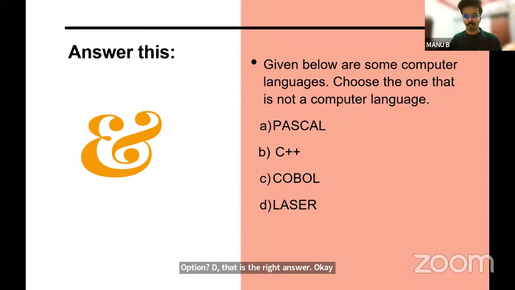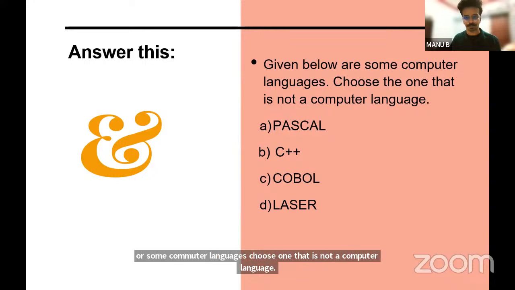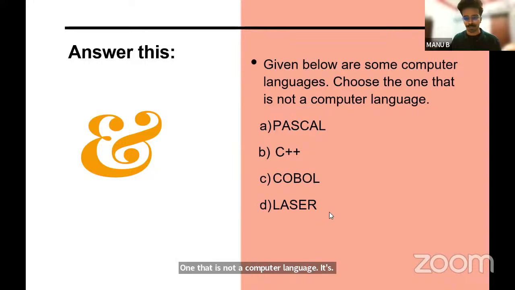Given below are some computer languages. Choose one that is not a computer language. C++, Pascal, COBOL, Laser, which is that? It is Laser that is not a computer language.